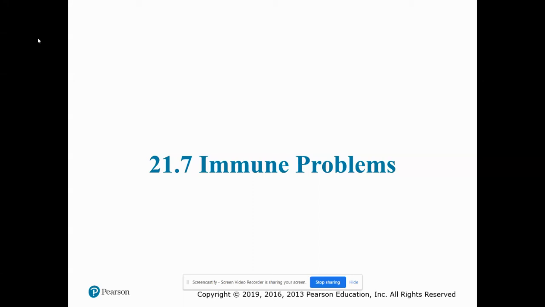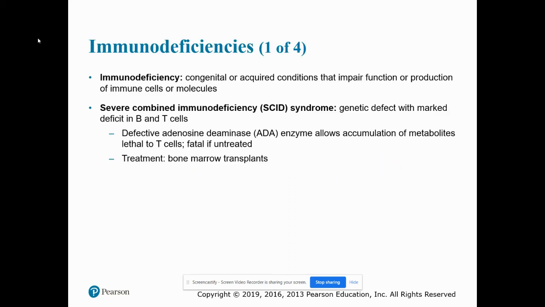We are still in chapter 21. This is the very last segment, and it's on immune problems. So we start off by talking about immunodeficiencies.